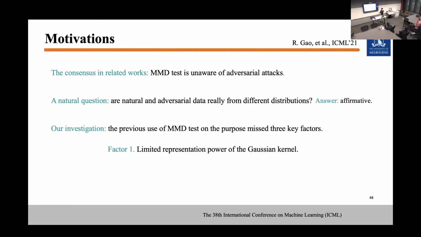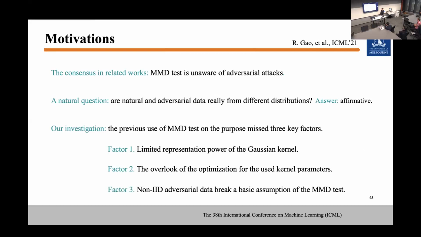We found that the previous use of the MMD test missed 3 key factors. Factor 1, in Kalanis' paper, he used the limited representation power of the Gaussian kernel. Second, they overlook the optimization of the used kernel parameter. It's actually a very simple Gaussian kernel with bandwidth of 2. Obviously it will not work. And the third one, they do not consider that non-IID adversarial data will break the assumption of the MMD test.